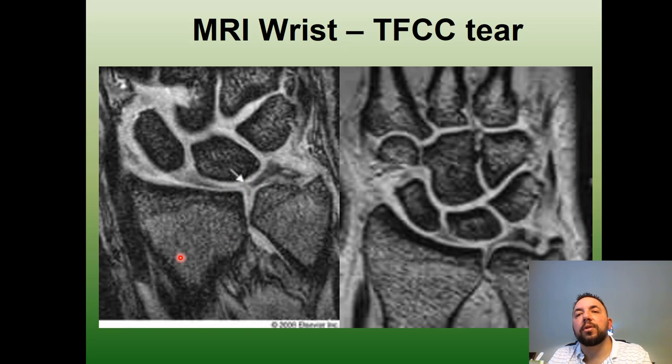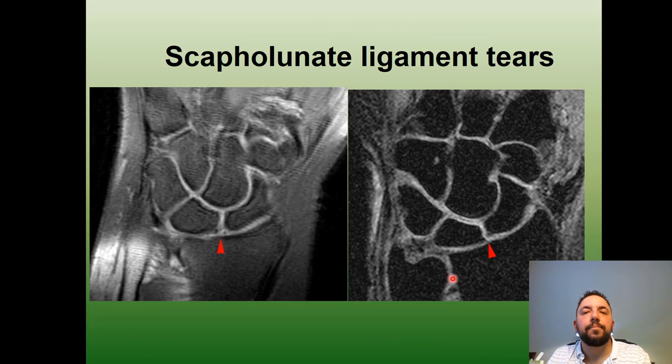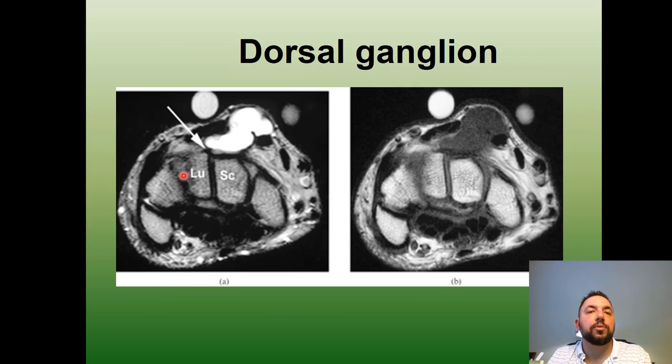Triangular fibrocartilage complex tear. The optimal plane anytime we're evaluating a triangular fibrocartilage complex is the coronal. So anytime you want to evaluate the triangular fibrocartilage complex tear, we require the coronal plane to evaluate for that.